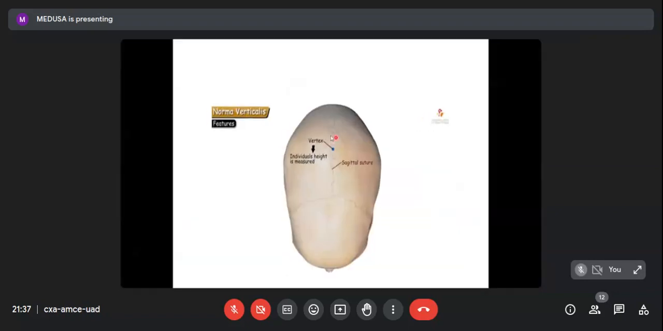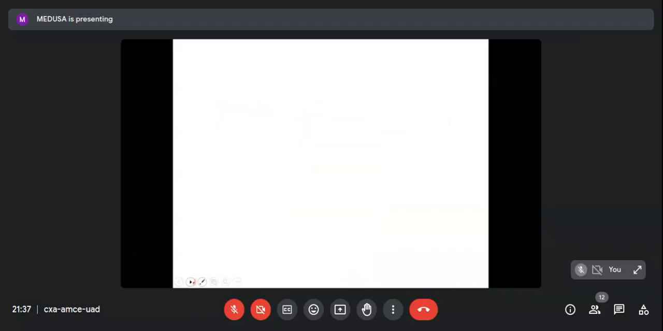Should be here. So it's labeled here to say here is where you get the height of someone, the individual. Okay, very important.